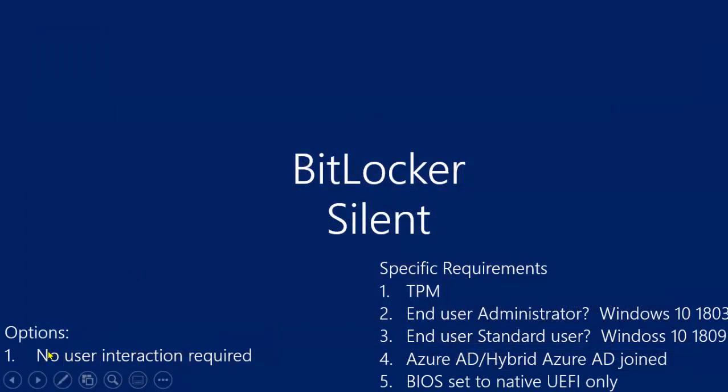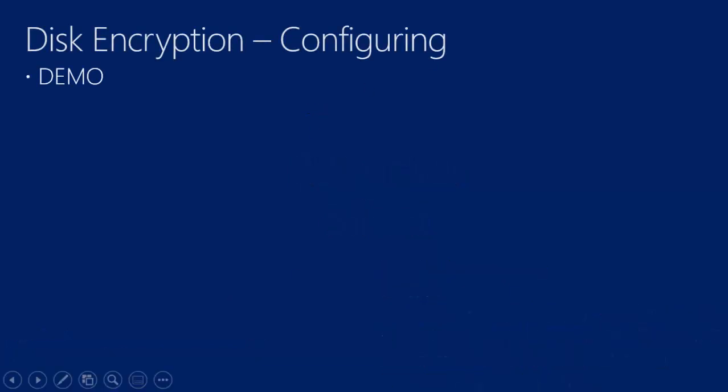Now, silent mode encryption. So the options here, basically no user interaction is required. There are some requirements that are specific to the silent scenario, such as you need TPM. If the user on the device is an administrator, then you need to have Windows 10 1803. If the user is a standard user, then you need Windows 10 1809. Just like anything else, you need this device to be hybrid AD or Azure AD joined, and the BIOS needs to be set to native UEFI, right?